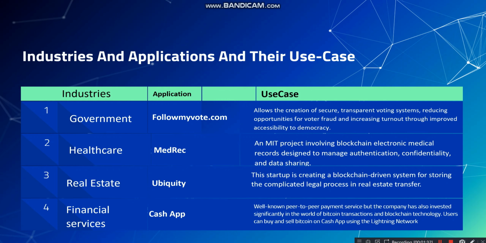Next, in the healthcare industry, we need to store patients' data in blockchain. In real estate, the legal process is stored in blockchain, and in cash apps, you need to send or transfer money with the help of blockchain.